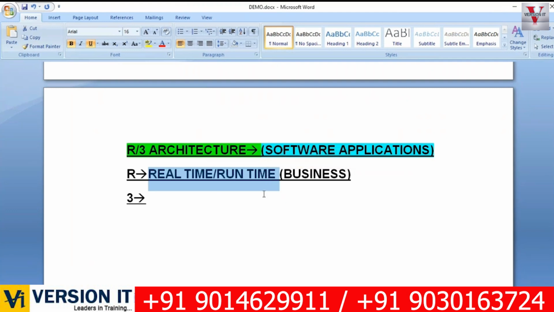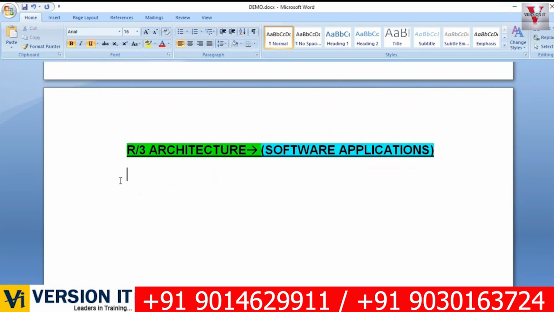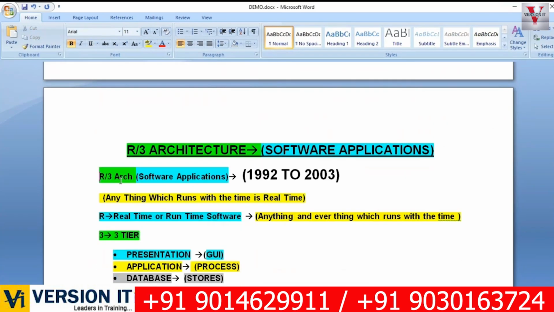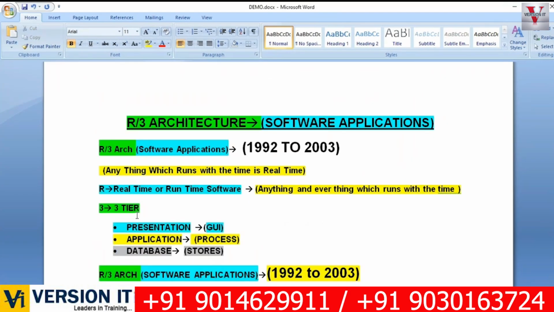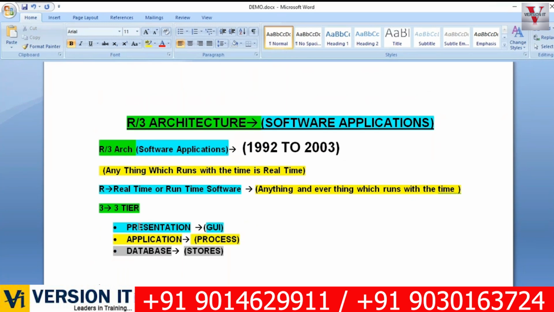So we are here to discuss two things. One is what is R, what is 3. 3 means what different entities put together become that software application. So if three different entities put together make a software application, we call that particular software application a three-tiered software application. So if a software is designed with what three tiers? One is presentation, one is application, one is database.